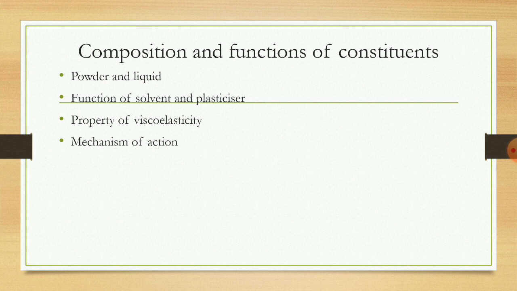This plasticizer gives the property of viscoelasticity to the tissue conditioner. So we need to mention the property of viscoelasticity. That is the next point. Followed by that, mechanism of action. It is the same as that of viscoelasticity. When we mix powder and liquid, how there is gelation formation and how that gel gives the property of viscoelasticity to the tissue conditioner, and how it is advantageous to the denture. That we need to write for mechanism of action.